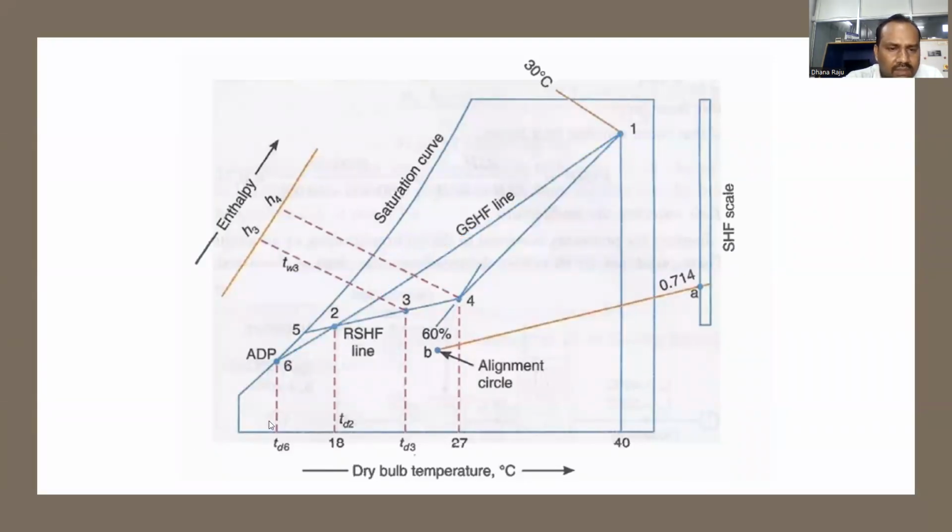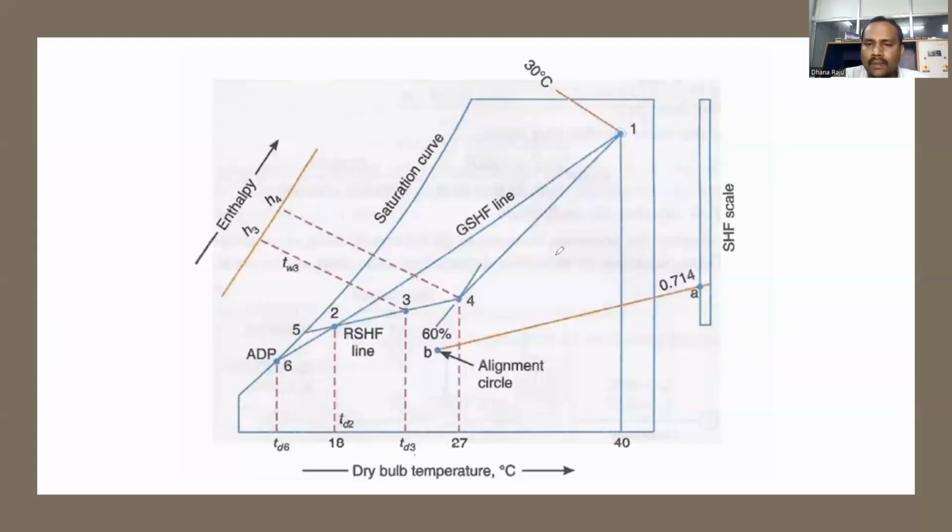At point 6, you need to read the value here or here. We will directly get the ADP value. So this is the way you need to represent the given problem on the psychrometric chart. I'm once again repeating. First locate point 1. How to locate point 1? DBT 40 degrees centigrade vertical line, and on the psychrometric chart the 30 degrees centigrade WBT line. The intersection point is 1.